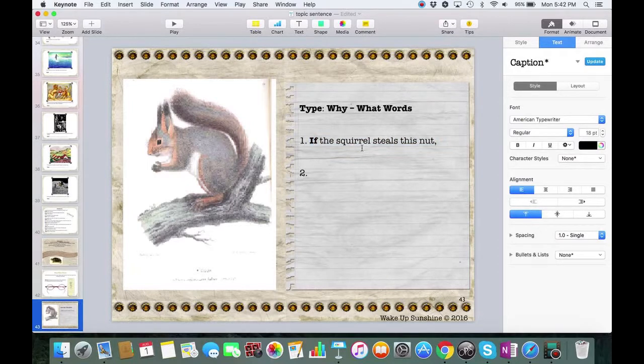If the squirrel steals this nut, what about it? So what? So we have to complete that thought. So if the squirrel steals this nut, he will be a wanted rodent out on the run. There. Now we have our complete topic sentence utilizing the why what word strategy. Now it's your turn.